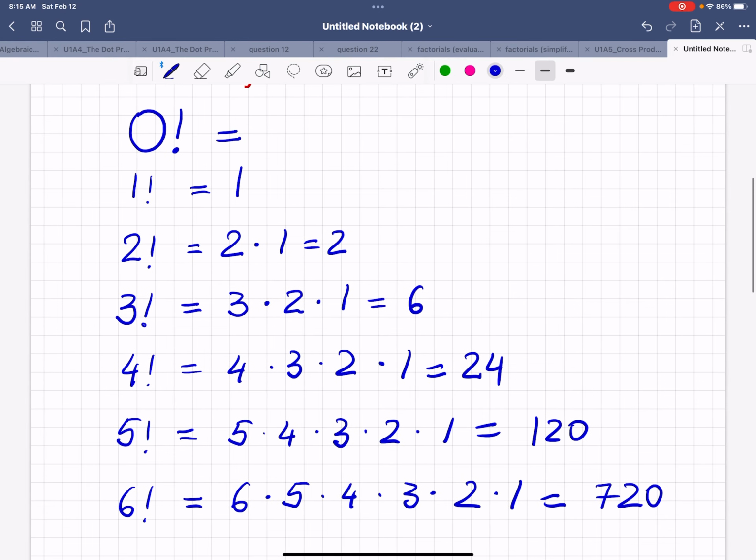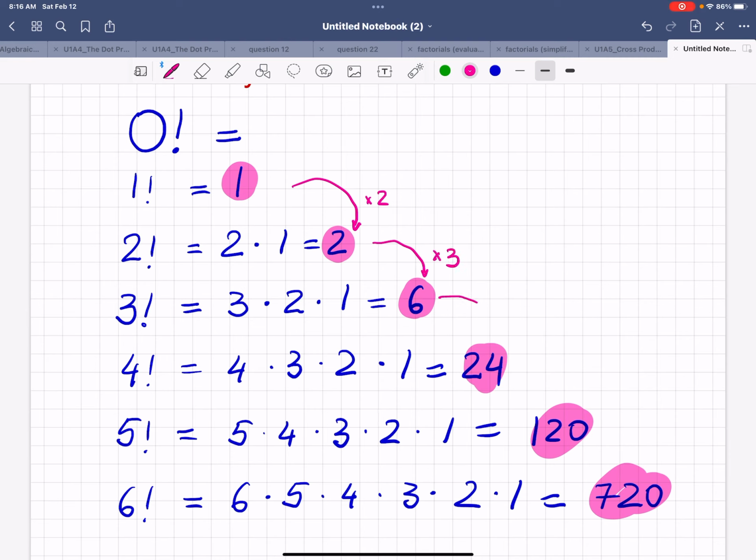So now let's talk about all these numbers and the patterns. We're looking at the numbers 1, 2, 6, 24, 120, and 720. To go from 1 to 2, we multiply by 2. To go from 2 to 6, we multiply by 3. From 6 to 24, we multiply by 4. From 24 to 120, you multiply by 5. From 120 to 720, you multiply by 6.